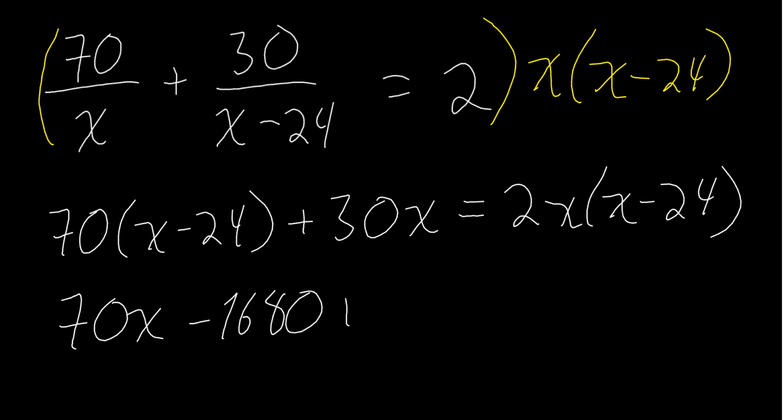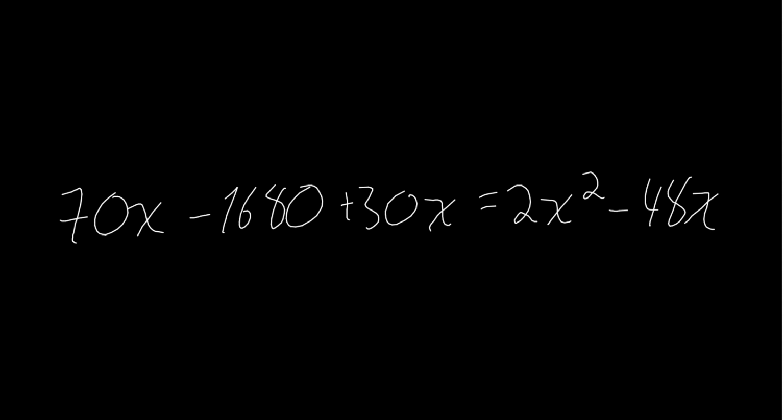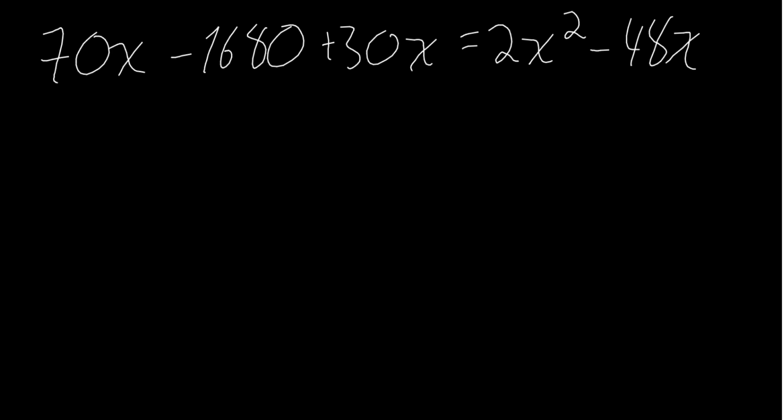Plus 30x is equal to 2x squared, minus 48x. Now we're going to combine all of my like terms. We're going to put everything on the right side.